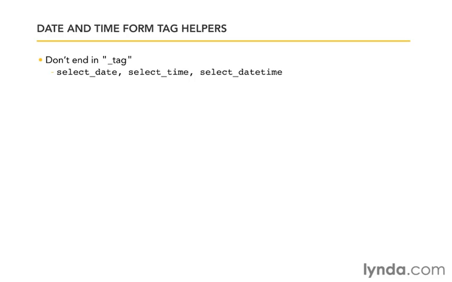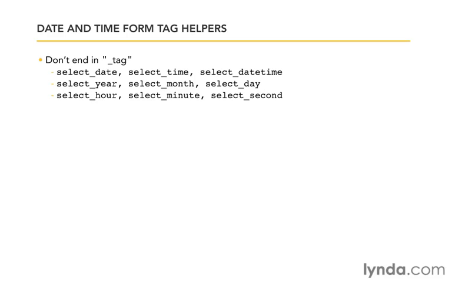We also have the ability to break those up into sections, which we didn't have before. So select_year, select_month, and select_day, select_hour, select_minute, and select_second. So we can have just a selector for selecting the hour if we want. Or we can have something like select_datetime that will output all of them, just like we saw previously. The second big difference from the other generic form tag helpers is that it doesn't take the field name as the first argument. All of the ones that we looked at before, the first argument was the field name. In this case, the first argument is going to be the default date and time that we're working with.